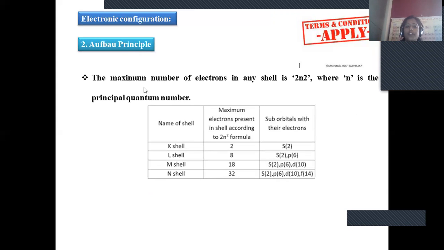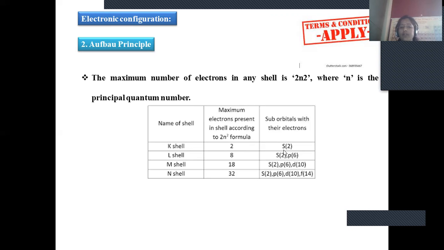In order to fill according to the Aufbau principle, the maximum number of electrons in a shell is given by the 2n square formula. If you apply the 2n square formula to the K shell, K is the first shell, where 2 electrons is the maximum, because 2 into 1, since for the K shell n value is 1. 2 into 1 to the power 2. 1 square is 1, and 2 into 1 is 2. So in accordance with 2n square, the filling of electrons in the main shell follows the empirical formula 2n to the power 2. For the K shell, the maximum will be 2.